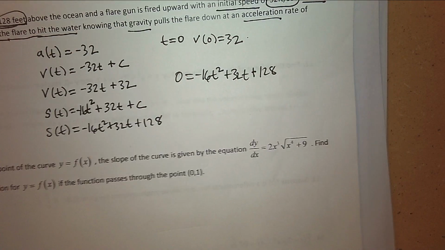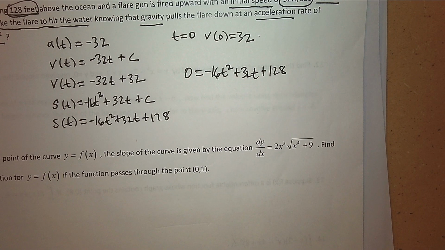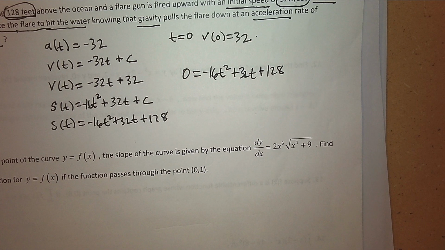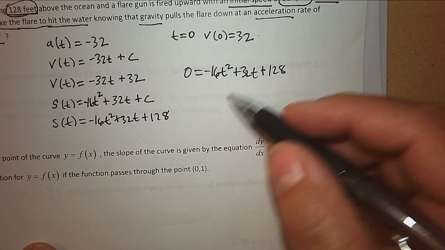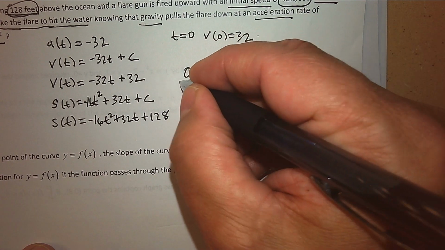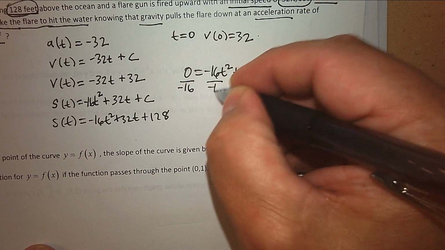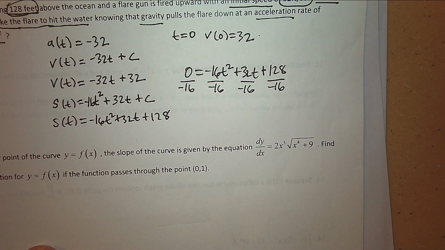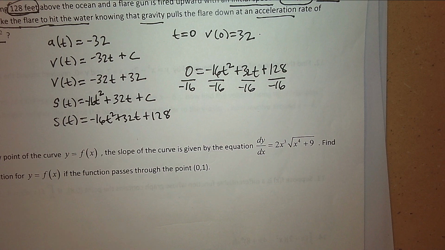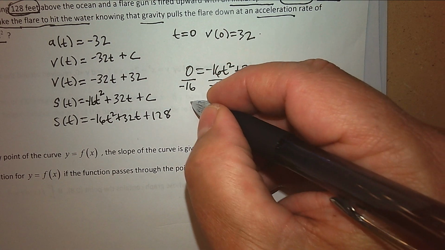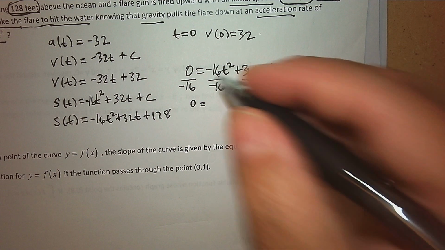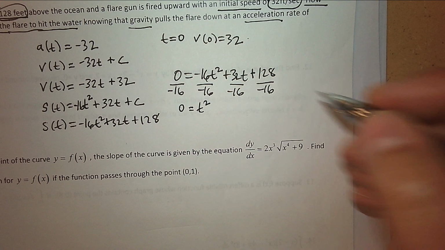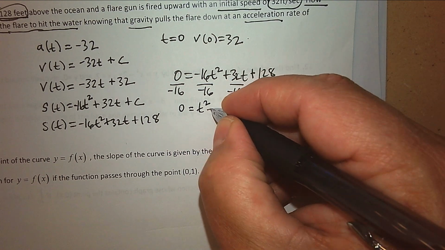Now we need to solve. All right, that's the equation we're going to solve. Now, believe it or not, I know this looks difficult to factor because the numbers are so large, but I can divide everything by negative 16, and now it's going to look a lot better. So there's a common factor to simplify the quadratic equation. So 0 divided by negative 16 is 0. Negative 16 divided by negative 16 is positive t squared. 32 divided by negative 16 is negative 2.